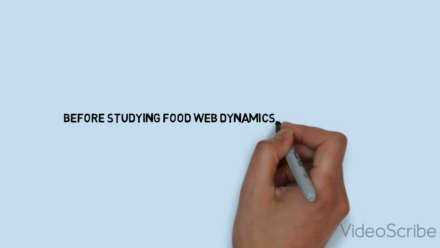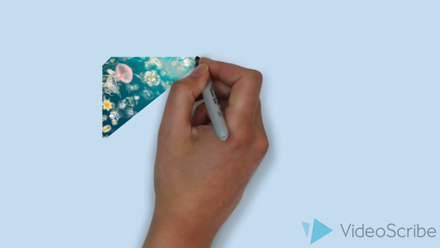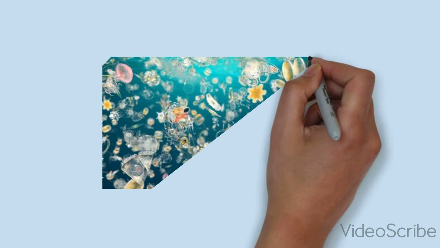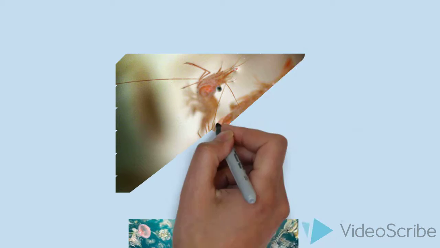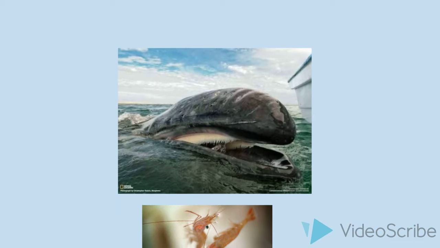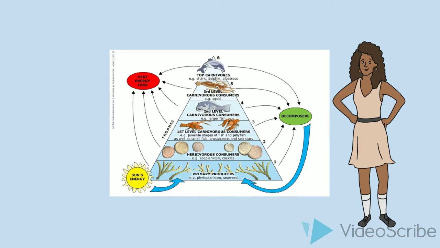Before studying food web dynamics, it is best to start with reviewing what a simple food chain is. Think of it as a flow of energy. In the context of food chains, it is a linear sequence showing where energy is produced and how it is consumed by a variety of organisms, such as phytoplankton, which are consumed by krill, and in turn are consumed by whales. Each one of those levels in the food chain is a different trophic level, but very rarely are there linear food chains. Mostly, there are food webs.